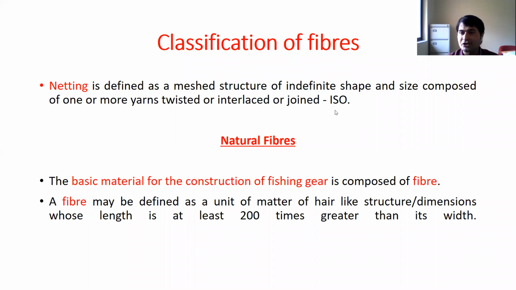So ISO defines netting as a meshed structure of indefinite shape and size that is composed of one or more yarns that are twisted, or interlaced. Interlaced, you know? Interlaced, you know?